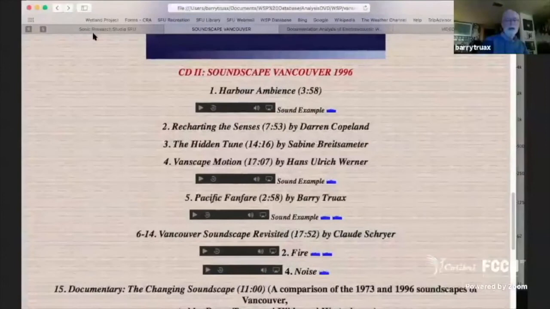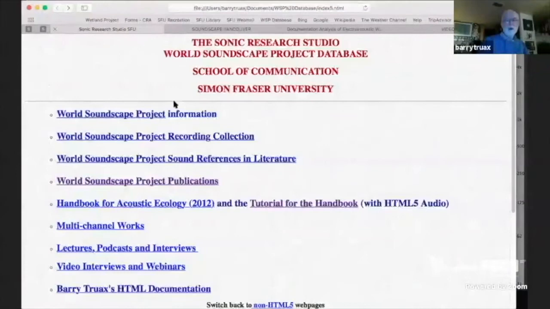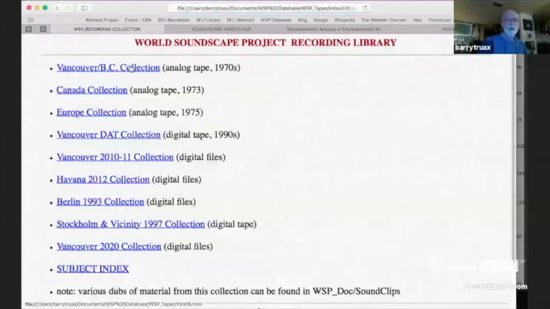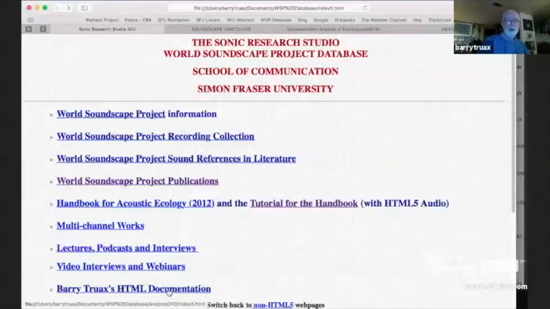On the heritage side, since there is a historical theme here, I just want to mention that everything I'm talking about today is documented on the World Soundscape Project database, including the original recordings. I want to point out that these collections, particularly for Vancouver, have a longitudinal aspect: the original recordings from the 1970s, then digital tape from the 1990s, then digital files from ten years ago, and now a COVID-inspired set of recordings made by our Swedish postdoc, Jacek Smolicki, who was here during the COVID shutdown and used his time profitably for that. Also, everything I'm going to be doing now can be found in my HTML documentation. You'll see that in a moment.